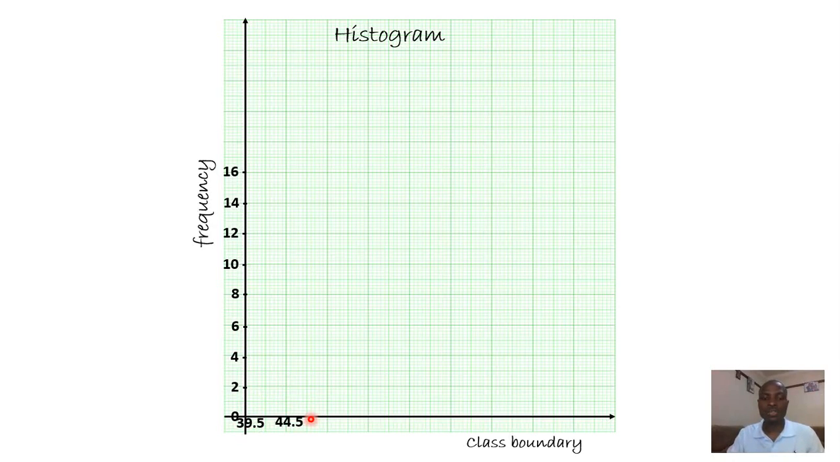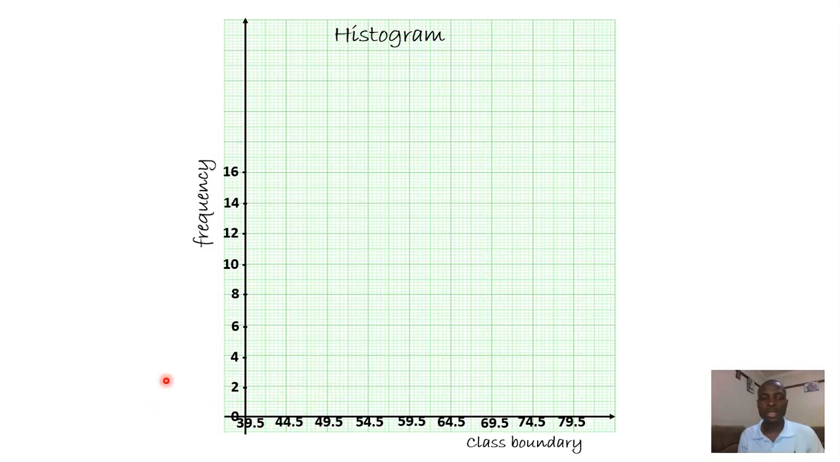Then the next is going to be 2 centimeters again, because we are using 2 centimeters to represent an interval of 5. So this is going to be 49.5, and then 54.5, 59.5, 64.5, 69.5, 74.5, and lastly 79.5. After that, we are now going to plot.